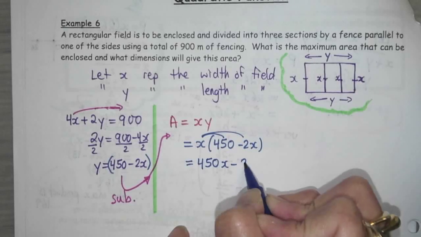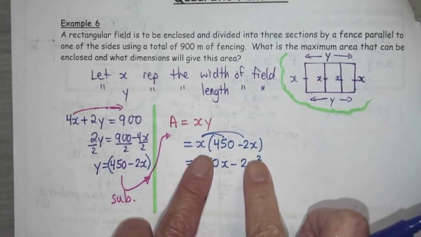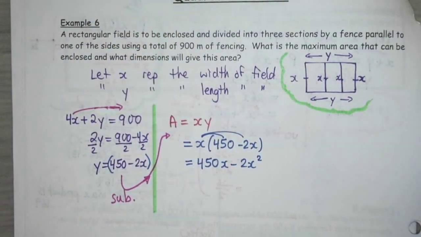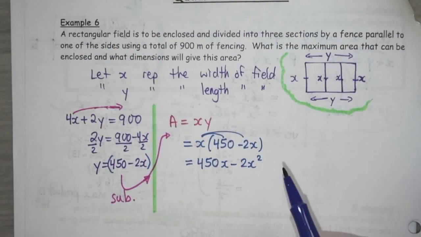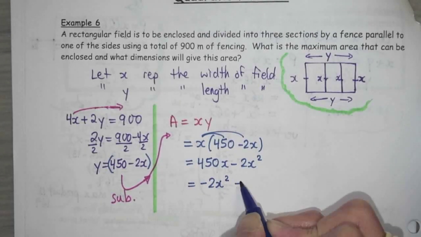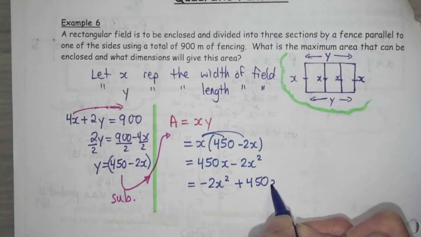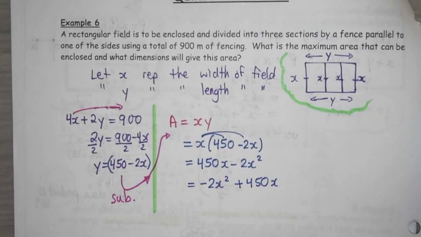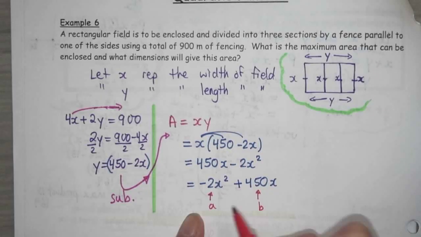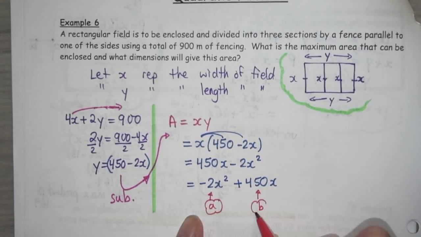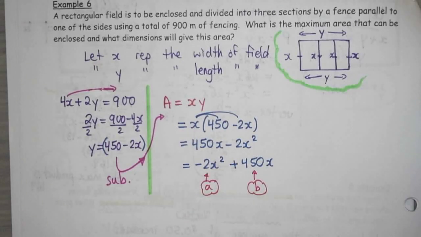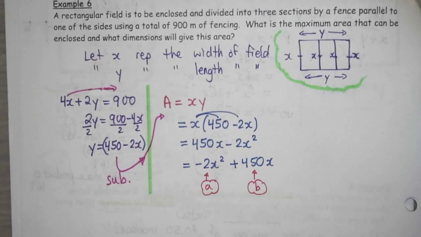450x minus 2x squared. Oh, again, you could have done it the other way where you take the roots and halfway, but you can also do the vertex. When we maximize, we want to do the vertex. So we're going to go negative 2x squared plus 450x. I like it that way because then I can read my A and my B. Right? Again, you don't have to show this, but that's what I'm thinking. Got my A and a B. And now I want to get my vertex.